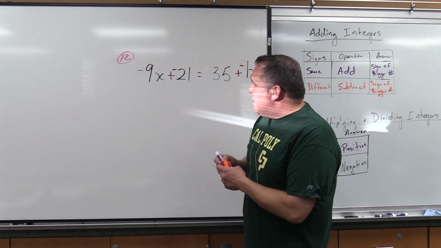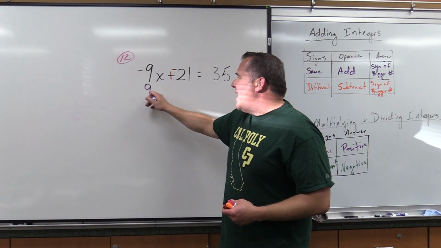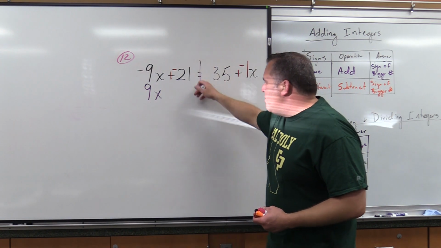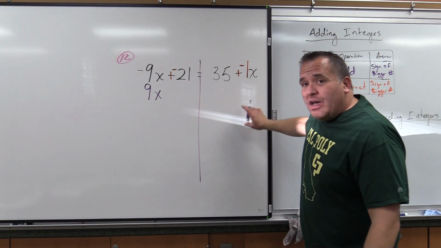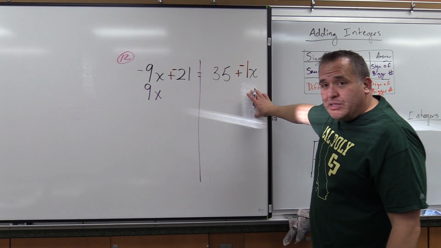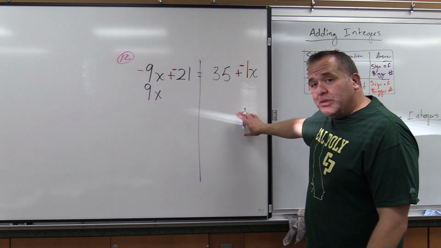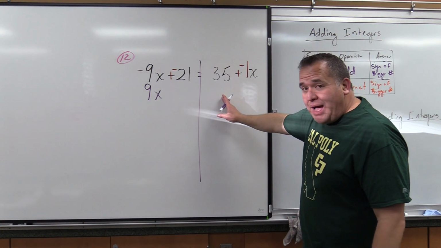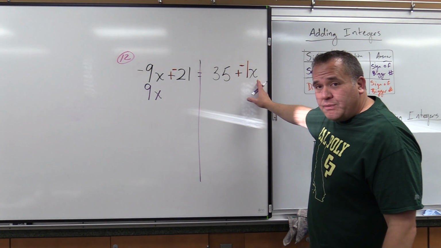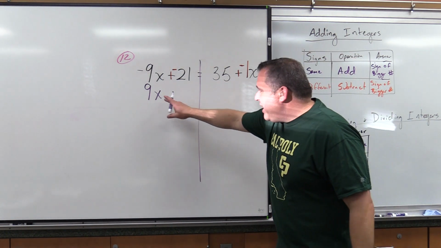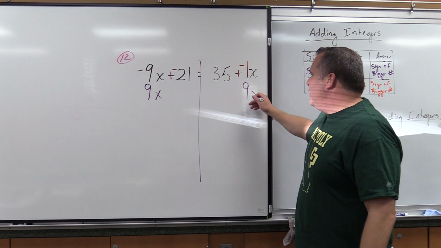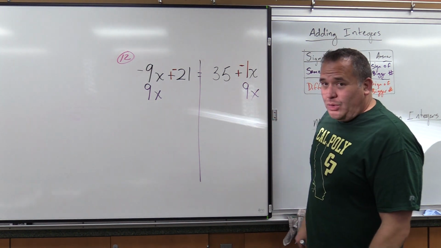Positive 9. So what I'm going to do is add 9x here. And remember, I'm going to draw the wall because I forgot. I'm going to add 9x to the other side of the equation. But the question is, where am I going to put the 9x? Under the 35 or under the negative 1x? You want to put it under the negative 1x because you want your x's to line up. So I'm going to put a 9x right there like so.